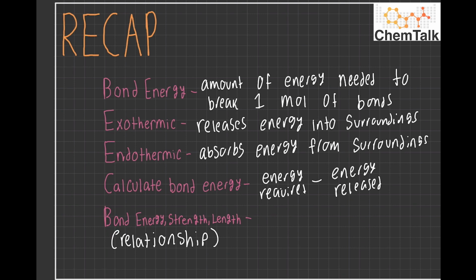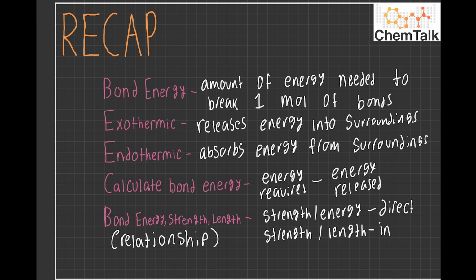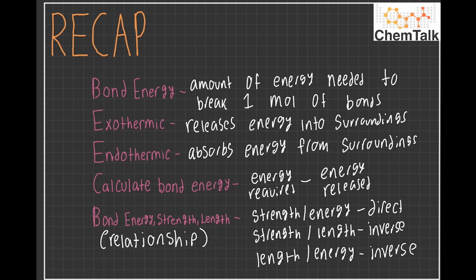Again, the relationship between bond energy, strength, and length. Bond energy and bond strength are direct, meaning the higher the strength, the higher the energy. Strength and length are inverse, meaning the higher the strength, the lower the length, or the shorter. And length and energy are inverse again, meaning the longer the bond, the lower the energy needed to break that bond.